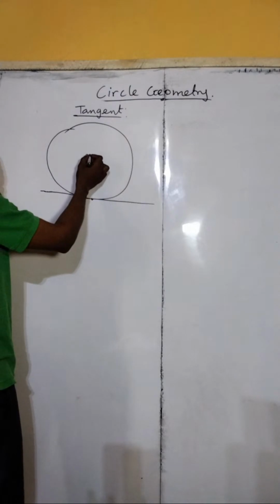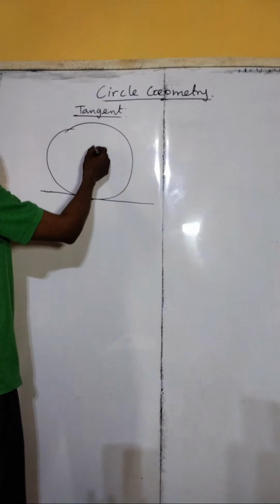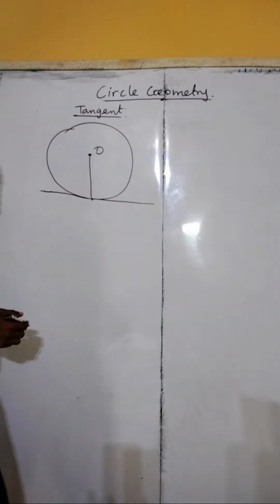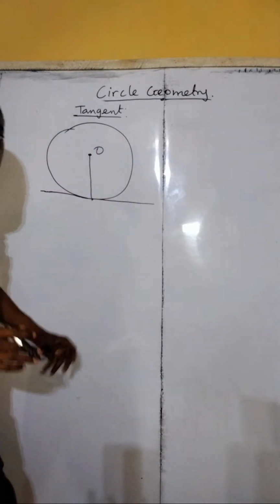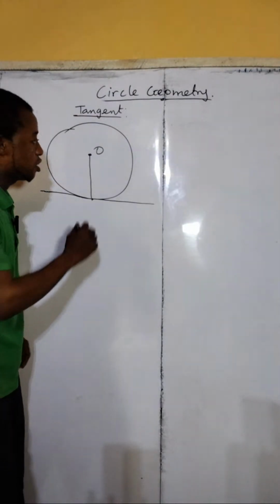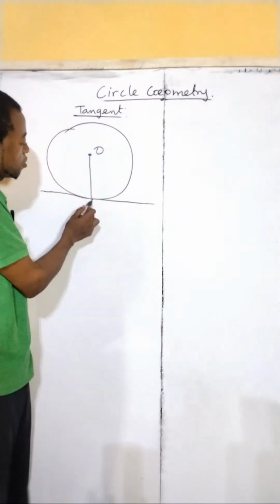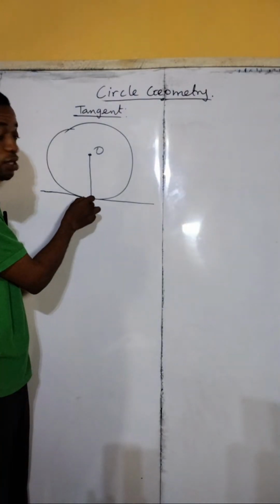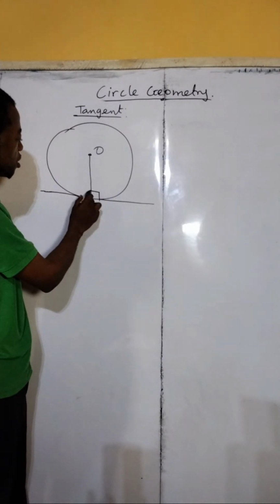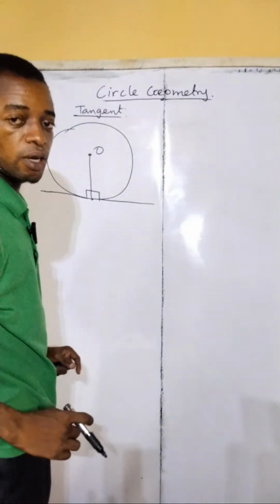Now, let's have a center O here. Then, the first theorem we are looking at says the line drawn from the center to the point of contact is perpendicular to the tangent. Now, this line that is drawn here is, of course, a radius, because any line that comes from the center to the circumference is a radius. So you can say the angle between a radius and a tangent is 90 degrees. So this theorem is number one under tangent theorem.